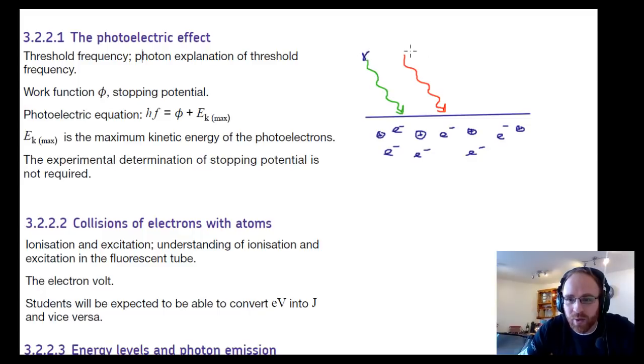So these are two photons with different energies. The red photon has less energy than the green photon. Now, we know that the energy of the photons equals hf.